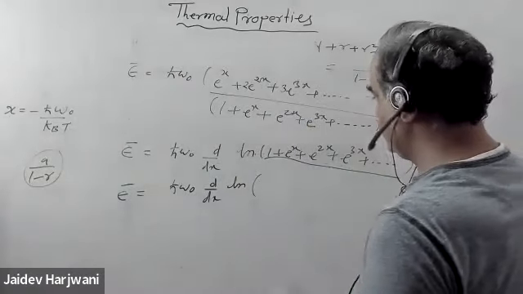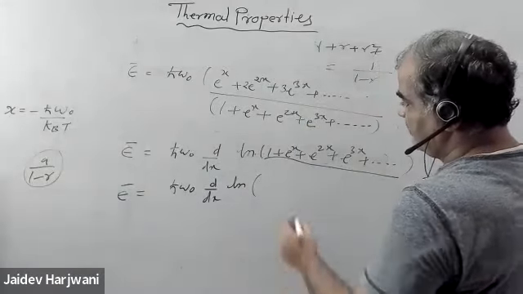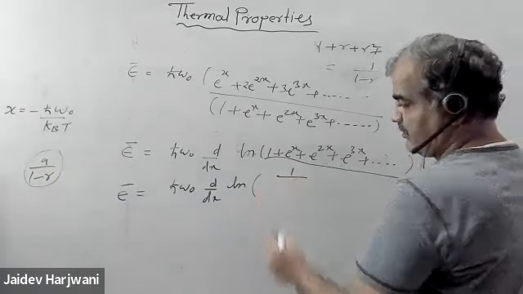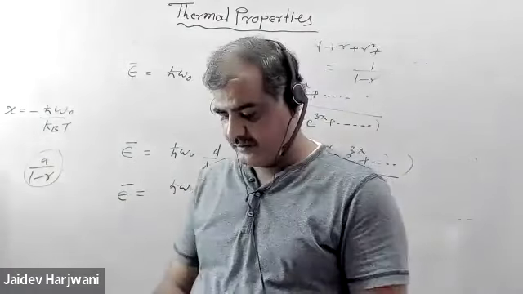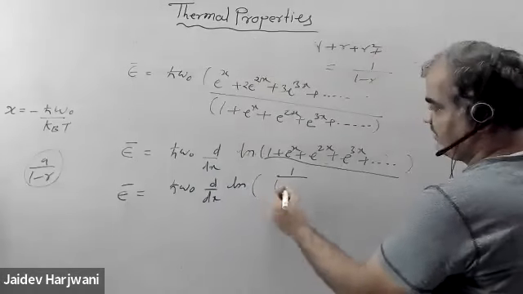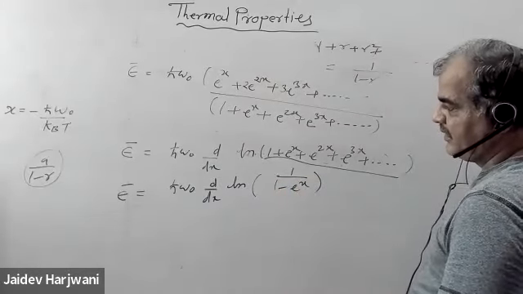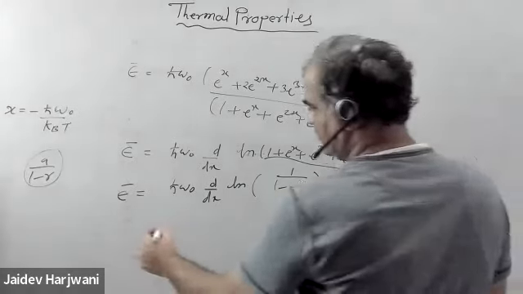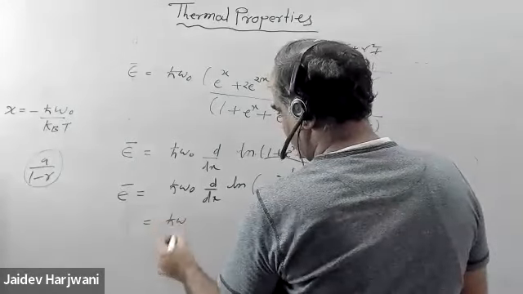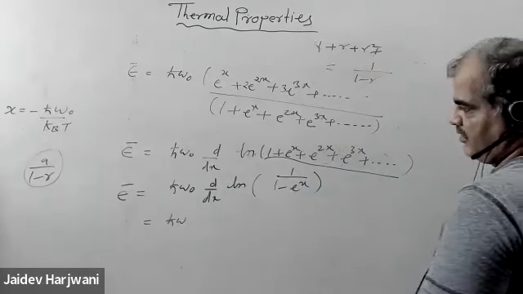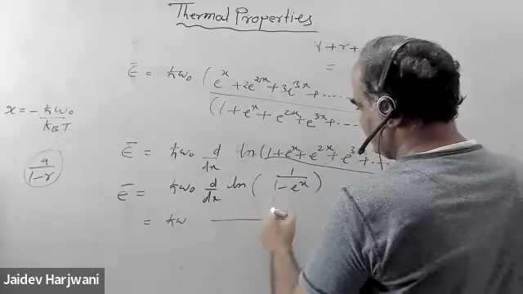Okay. So now I'm writing, so that will be what? 1 upon 1 minus e to the power x. Okay. Now differentiate this one. So h cut omega naught. Now if you differentiate this one, so this will give you what?